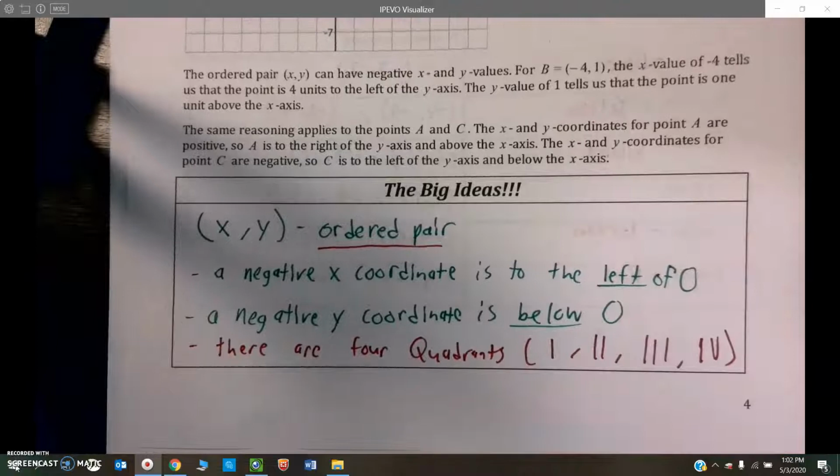All right, now get started on those practice problems and exit ticket. Make sure to use this video and your notes to help guide you on those practice problems.